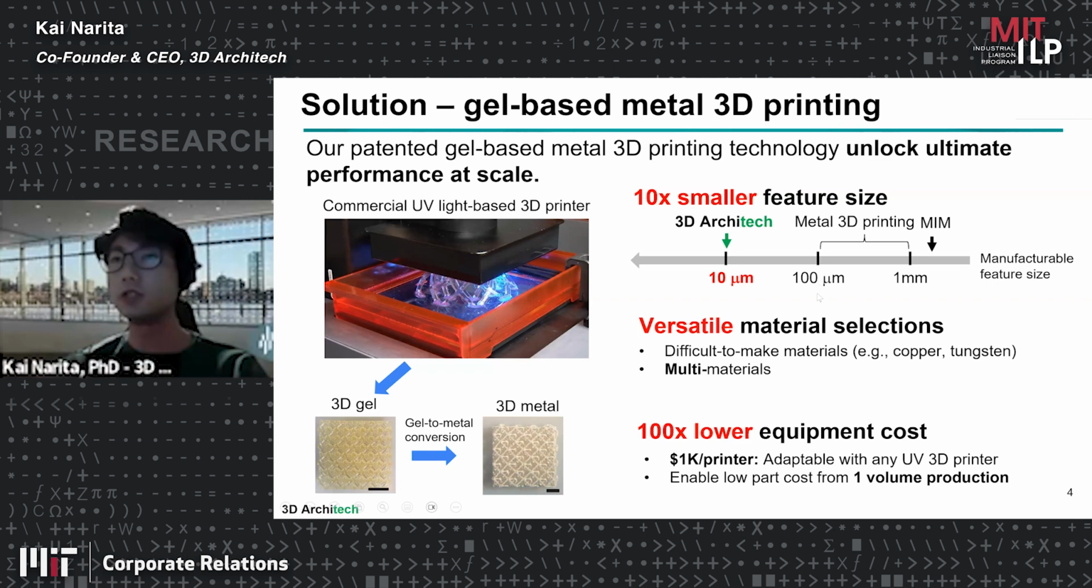So here are the advantages on the right. You can offer 10 micrometer feature size, which is 10 times smaller than any metal 3D printer can offer. And also you can offer versatile material selections, including pure copper or tungsten. We can also do multi-material 3D printing. And this type of 3D printer is very affordable, usually costing $1,000 per printer. So it's 100 times lower equipment cost. And this allows us to achieve low part cost, even from one piece of production.